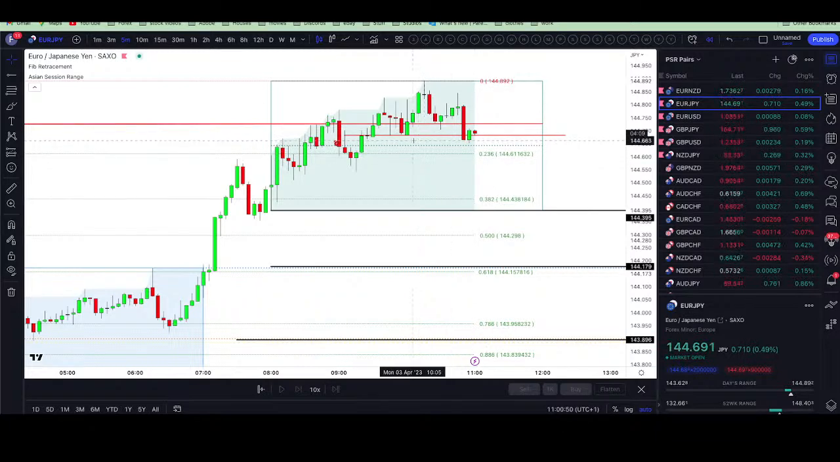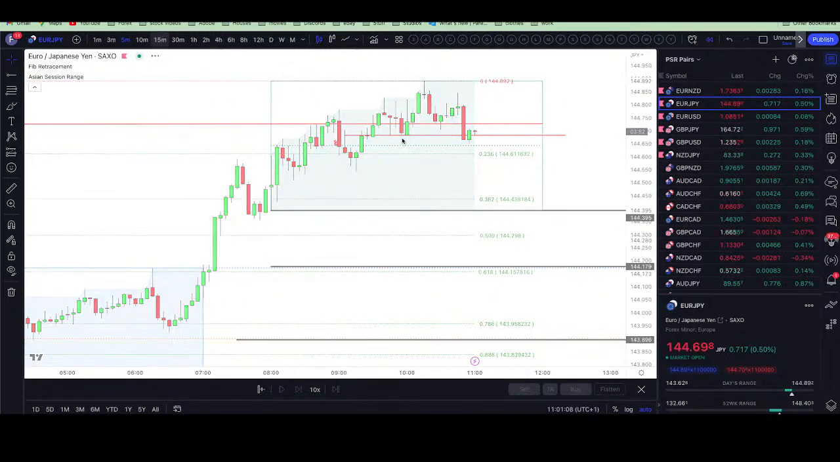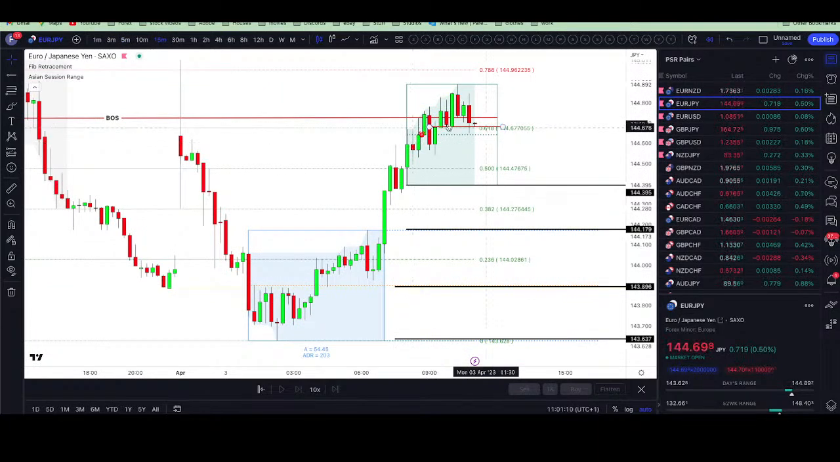So EJ has broken structure on a 5-minute time frame. So if you did want to enter that, you can enter that now. You have got that. If you're waiting for a 15-minute break of structure because you want to be a bit more certain, then you're waiting for it to break this level here.